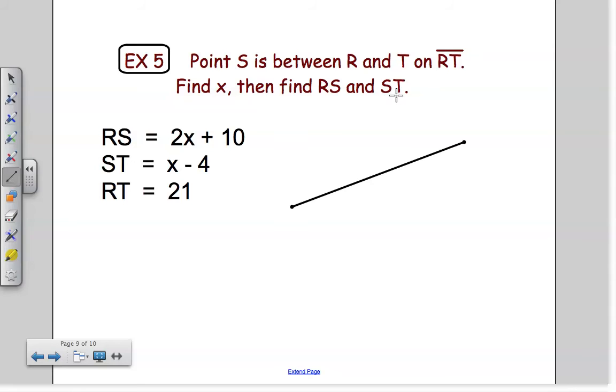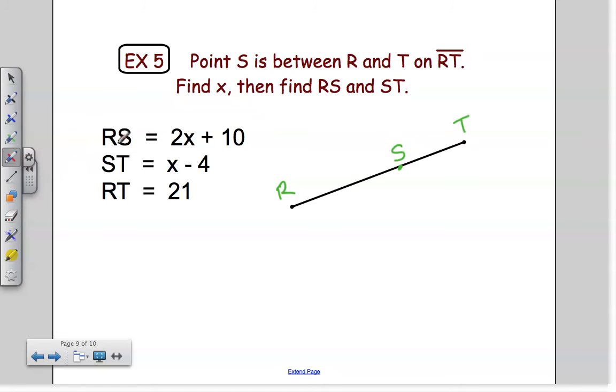So I know we have a line segment here. Point S is somewhere between. That doesn't mean it's in the middle, but point S is somewhere between R and T. So I'm going to put R and T here, segment RT, and S is somewhere in between. Just approximating.